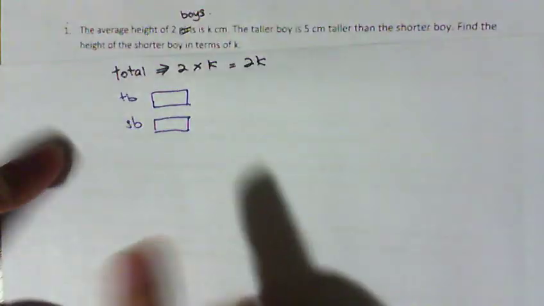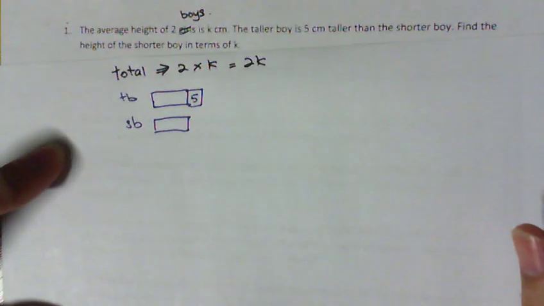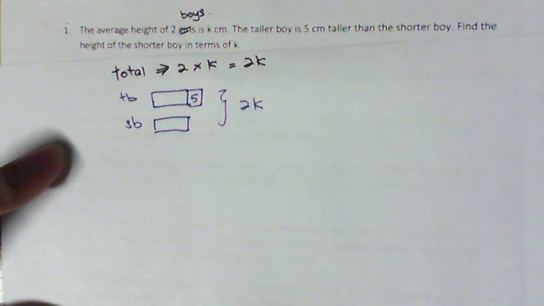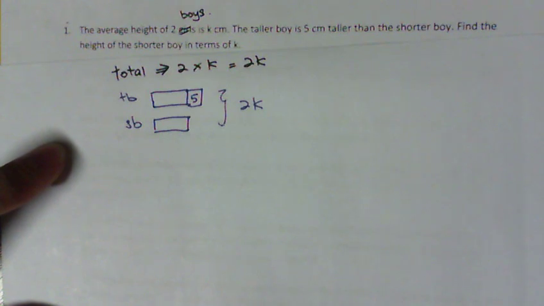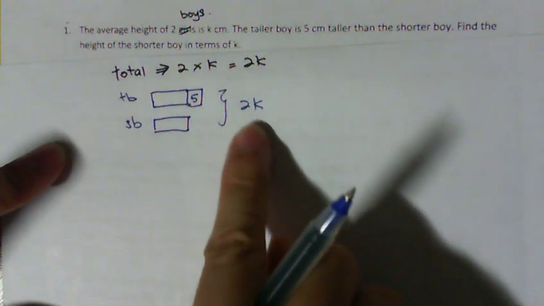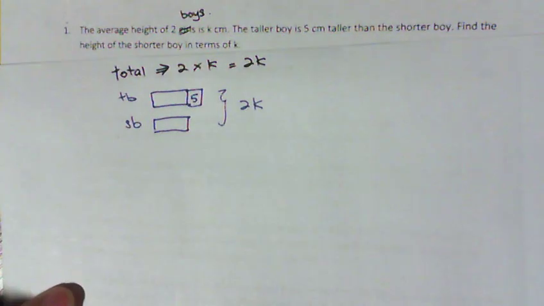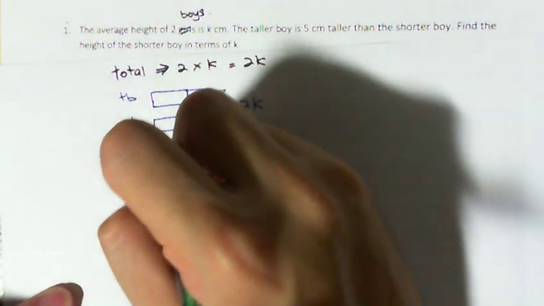So, if I draw out my model, taller boy and shorter boy, this is actually the same except for the taller boy who is 5 cm taller, correct? Just 5 cm taller, and the whole thing is 2k cm. Now, what can I do to find the shorter boy? Normally, if this is an actual number, I take this number, I minus 5, I divide by 2, I'll get my answer. So let's just do that.